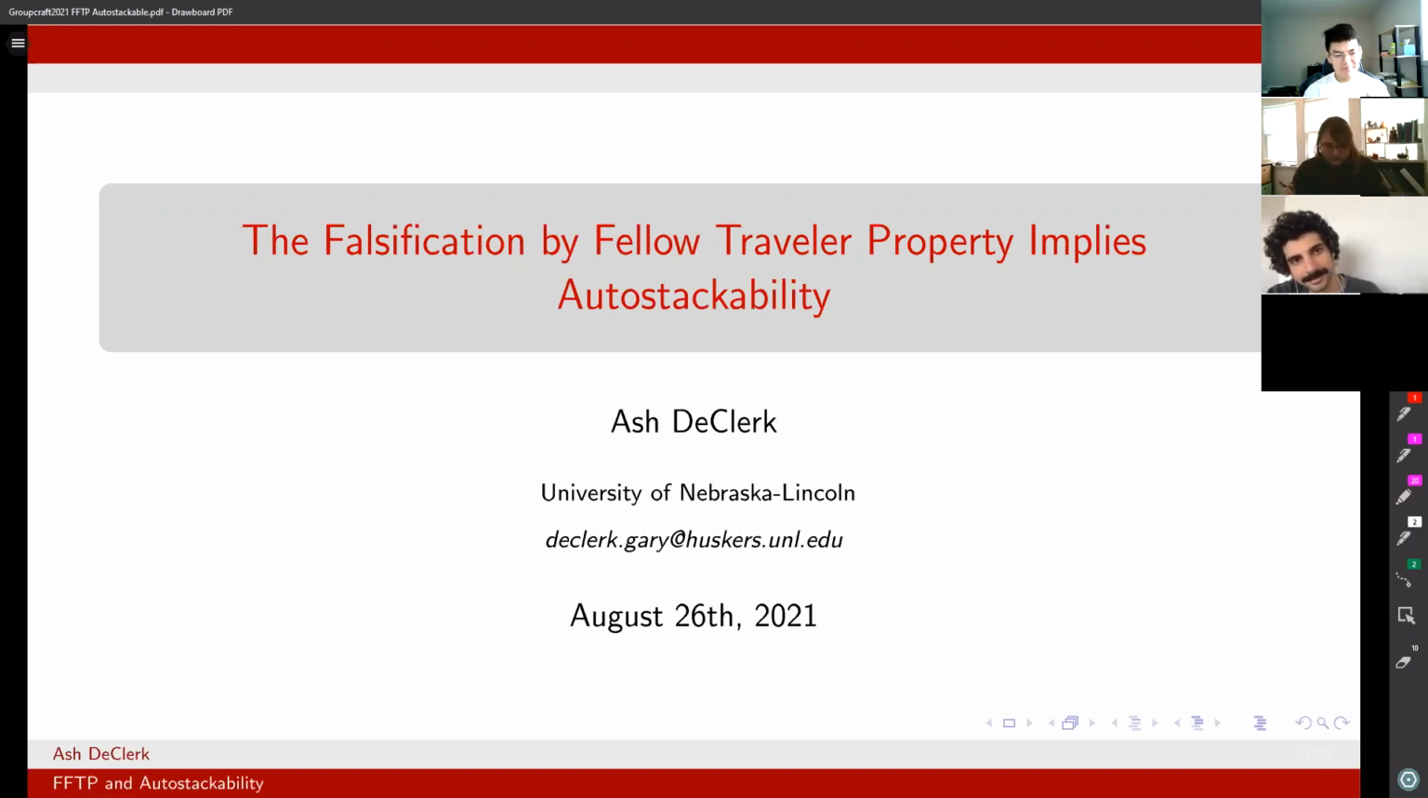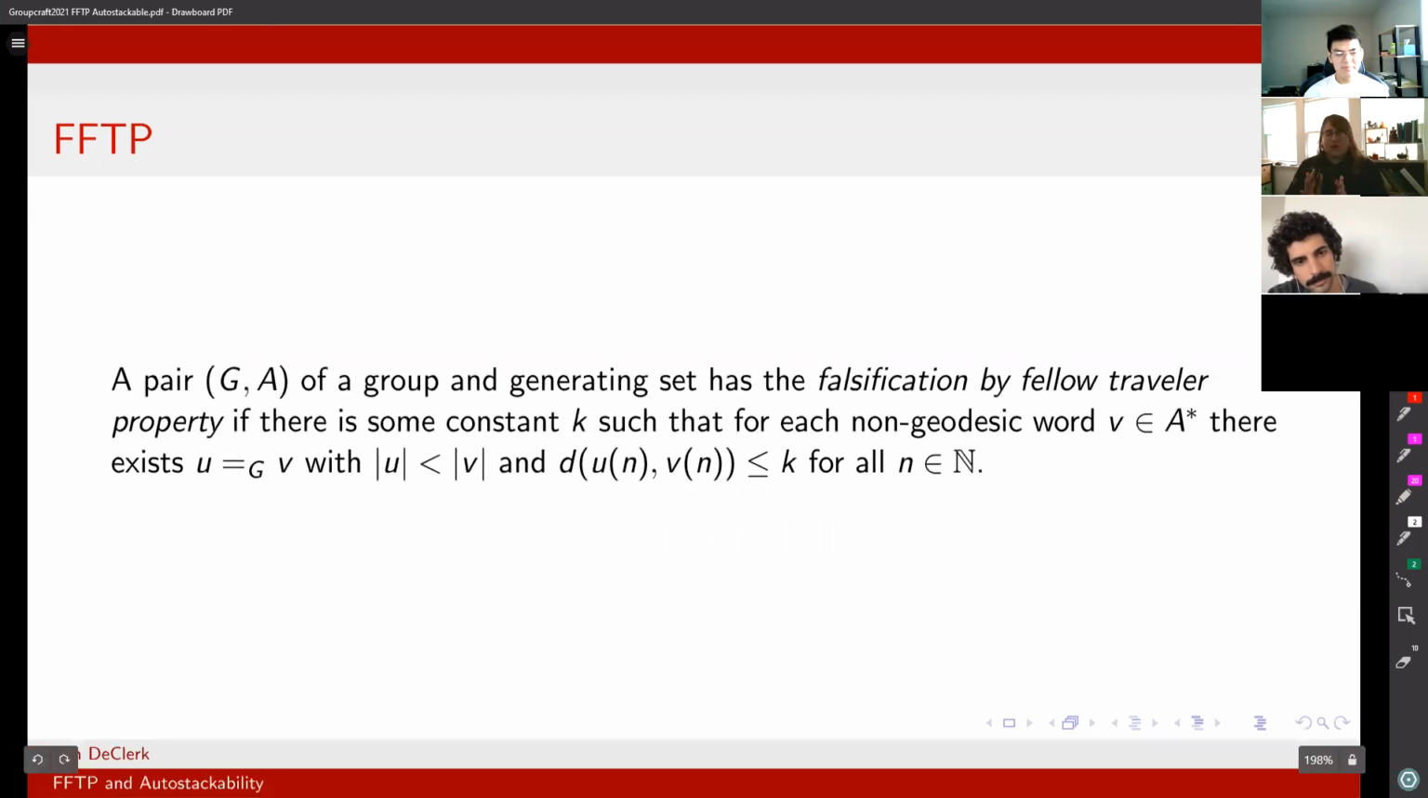Yep. So basically half of this talk is going to be definitions of the stuff that's in the title, and then the other half of the talk is going to be proving the stuff that's in the title. So let's start off with some definitions. And we're going to start with falsification by fellow traveler property.